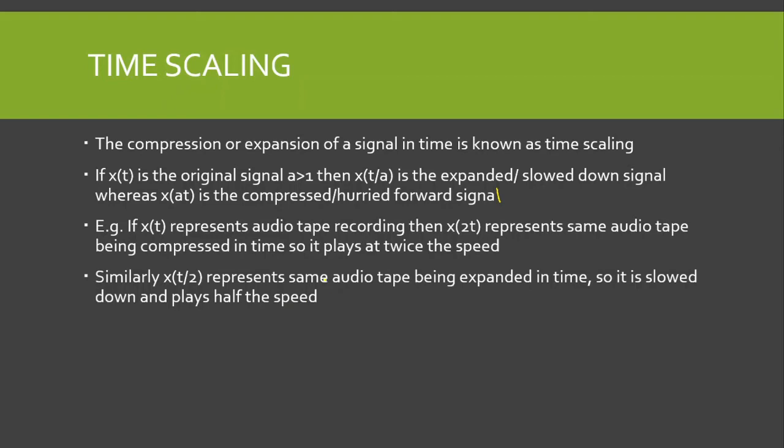Another example is YouTube videos. In YouTube videos, in settings, you can change the playback speed of the video. So if you increase the playback speed, for example, to 2 or 1.5 or 1.7, that is greater than normal, which is 1, then you are actually compressing the signal in time. But if you want to slow down the signal, you select the playback speed to 0.5, which means you are actually expanding the signal.